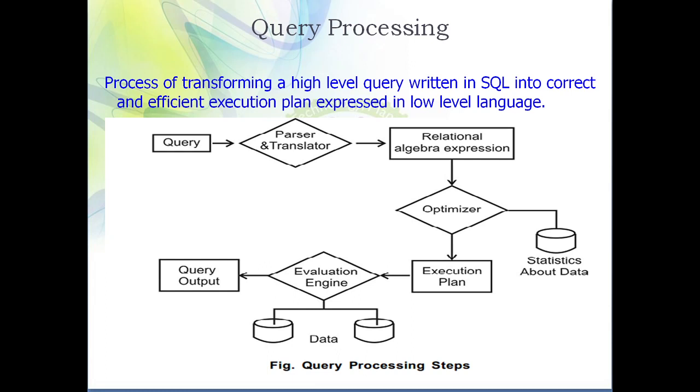Then that relational algebra expression is given as an input to the optimizer. Now what is the role of the optimizer? What exactly will the optimizer do? To explain this, I will give a simple example.